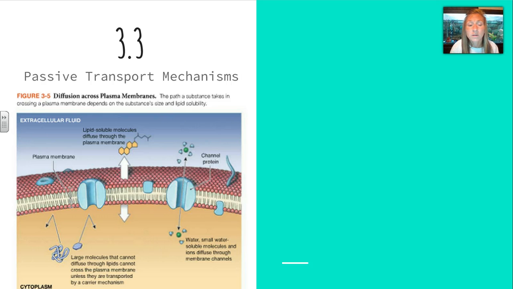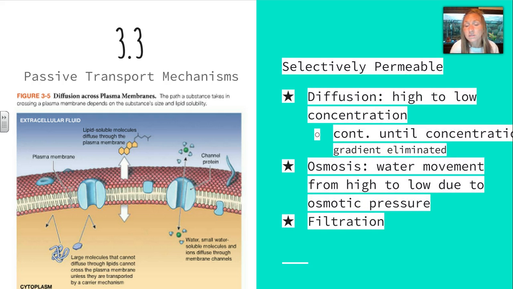3.3 talks about how certain molecules and substances are able to cross the cell membrane, and this basically reminds us that our cell membrane is selectively permeable. Selectively meaning that it will allow some things to go in and out, and it won't allow some things to go in and out. This has also been termed semi-permeable. They mean the same thing.